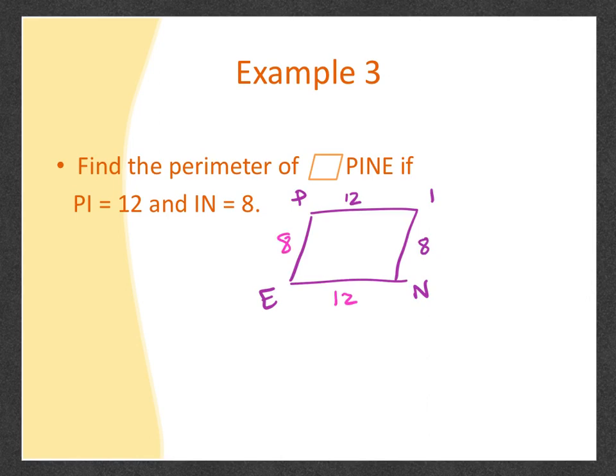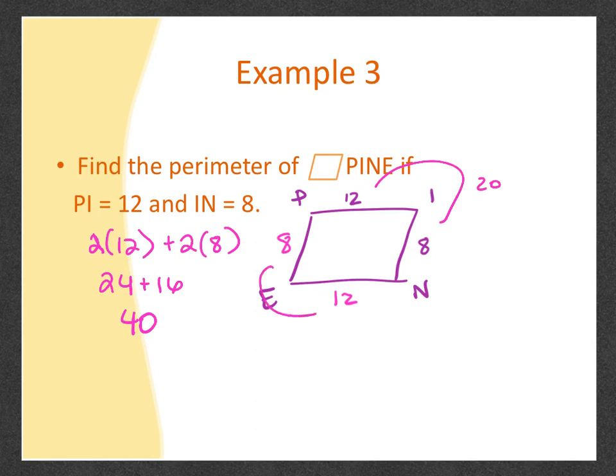So you can either add them up, or it's twice length plus twice width, because the lengths and the widths are the same. So you could have done either one. 2 times 12 plus 2 times 8. Or this is 20 and this is 20. Either way, perimeter is 40.